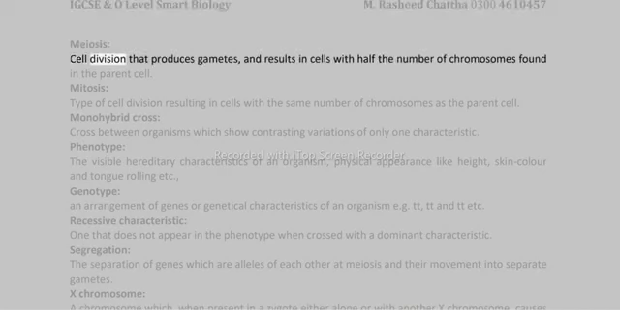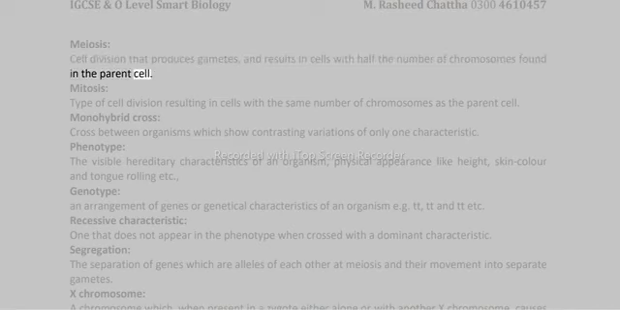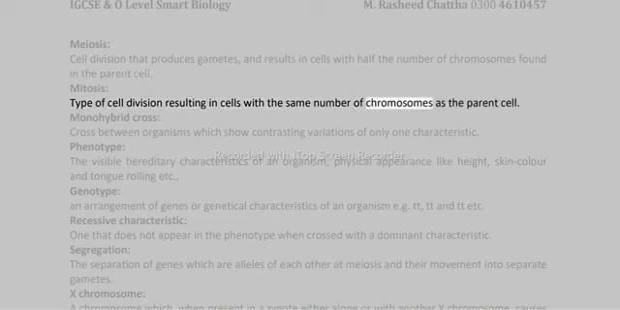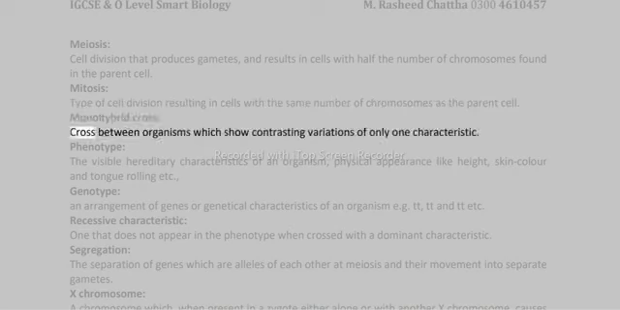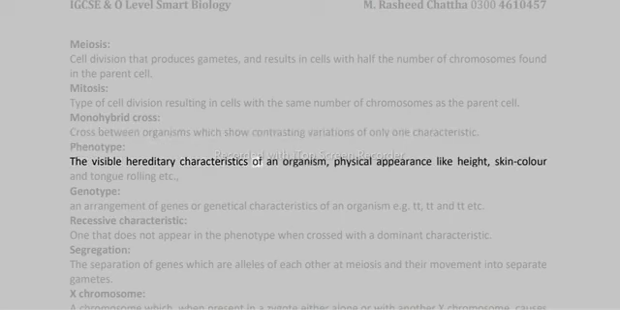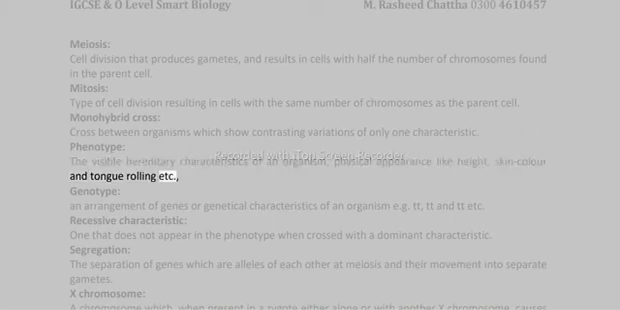Meiosis: cell division that produces gametes, and results in cells with half the number of chromosomes found in the parent cell. Mitosis: type of cell division resulting in cells with the same number of chromosomes as the parent cell. Monohybrid cross: cross between organisms which show contrasting variations of only one characteristic. Phenotype: the visible hereditary characteristics of an organism, physical appearance like height, skin color, and tongue rolling, etc.